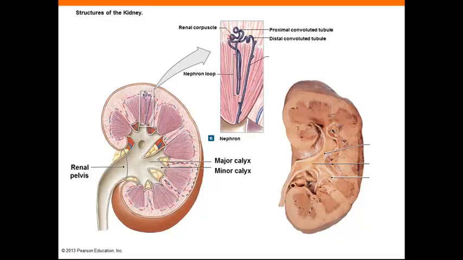Nephron filtrate, aka urine, empties into the collecting duct, the start of the collecting system, which drains urine into a cup-like structure called a minor calyx. 4 to 5 minor calyxes empty into a major calyx, and major calyxes combine to form the renal pelvis.